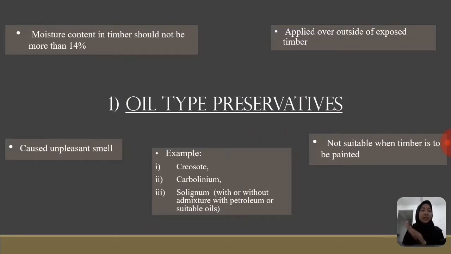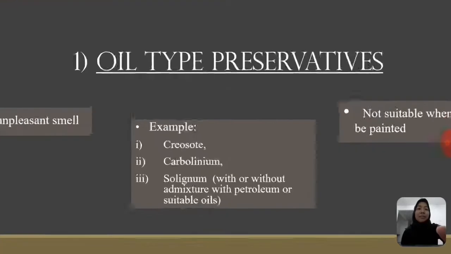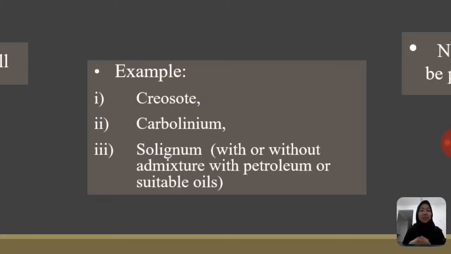The first method is oil-type preservatives. The oil-type preservatives require the moisture content to be not more than 14%. It is applied over the outside of exposed timber. It can cause an unpleasant smell, and it is not suitable when the timber is to be painted. Examples here are creosote, carbolineum, and solignum.